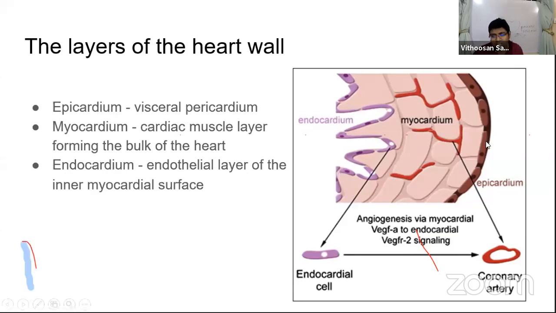So we have two pericardiums: the parietal pericardium outside and then the visceral pericardium. Between the two layers of the pericardium, there is a potential space. This is what we are going to talk about tomorrow. When there is a problem, there can be a pericardial effusion. When there is fluid there, it's called pericardial effusion.